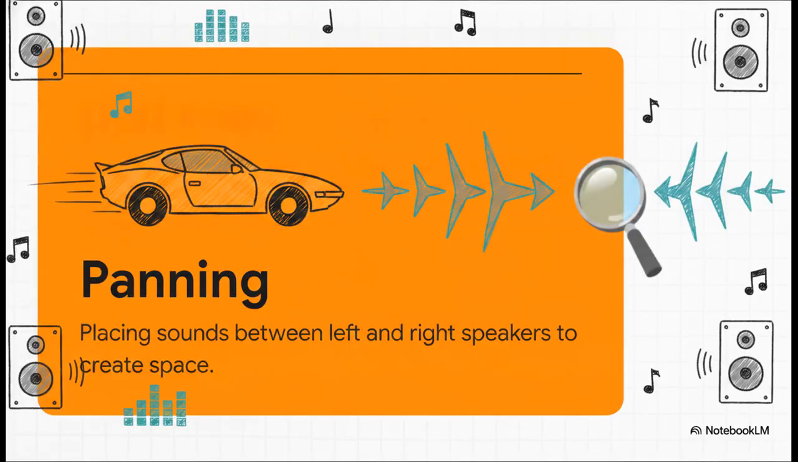The next really cool technique is panning. Panning is just placing sounds between your left and right speakers. Think about a shot of a car driving from the left side of your screen over to the right side. By panning the audio, the actual sound of that car's engine moves from your left speaker over to your right speaker in real time. It creates this incredibly powerful sense of movement and 3D space. But again, it's got to be used carefully to support the visual action, not distract from it.